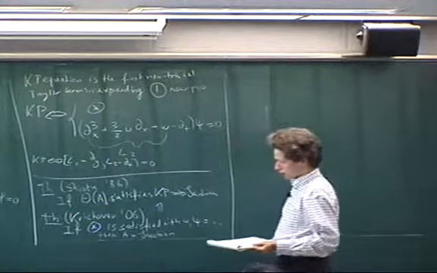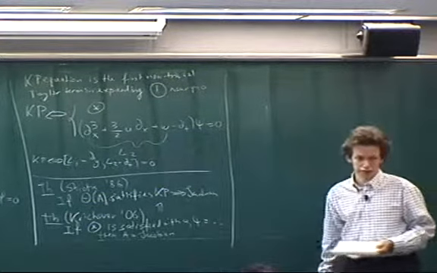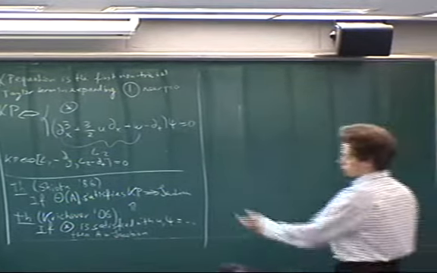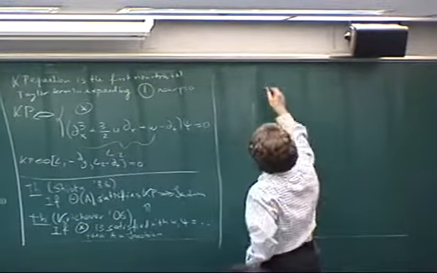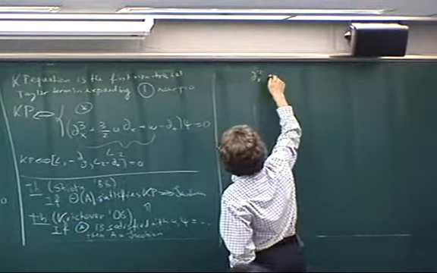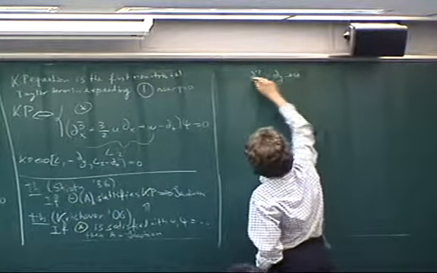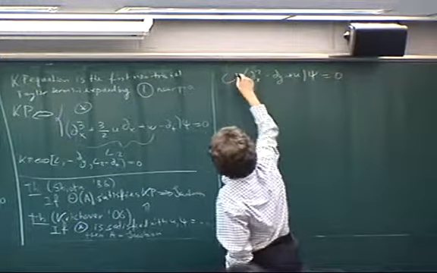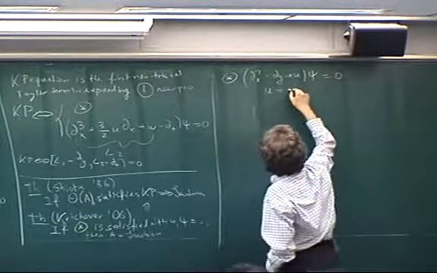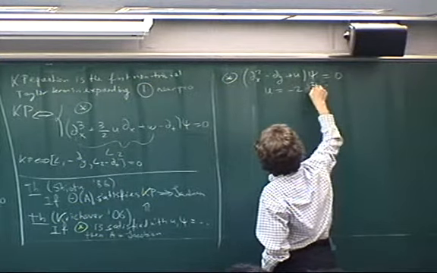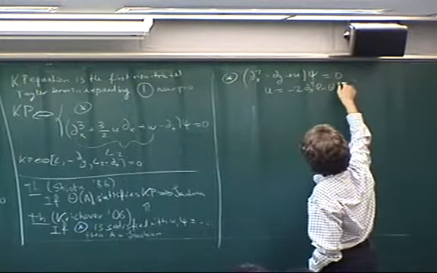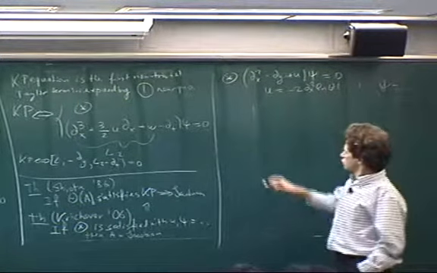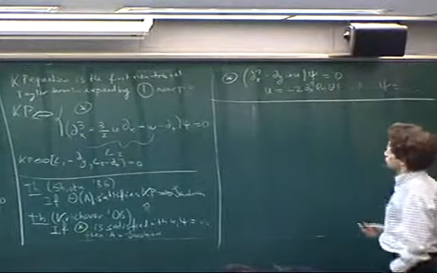So I want to prove this. I want to explain how you would prove this theorem. How do you prove a theorem like that? Well, you assume star, so let me write star: dx squared minus dy plus u times psi is equal to 0. This is our equation star, where u is equal to minus 2 dx squared log of theta, and psi is equal to whatever it is usually equal to. This is my condition star. I'll just keep it here.